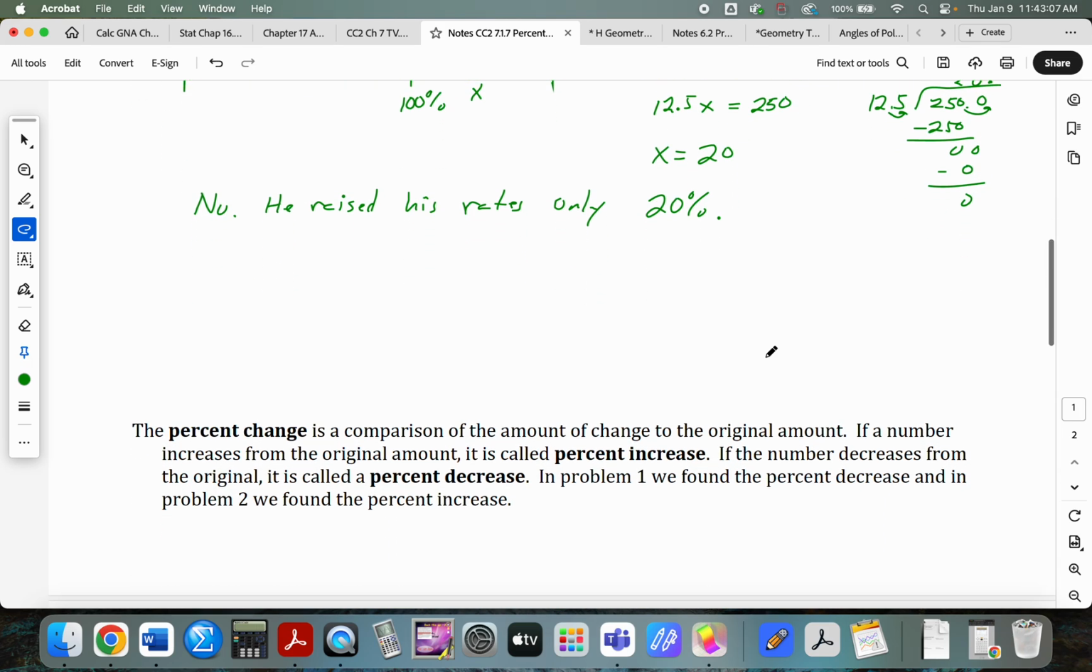So let's read this together. The percent change is a comparison of the amount of change to the original number. If a number increases from the original amount, it's called a percent increase. If the number decreases from the original, it's called a percent decrease. So in the first problem, we found the percent decrease, and in problem 2, we found the percent increase.